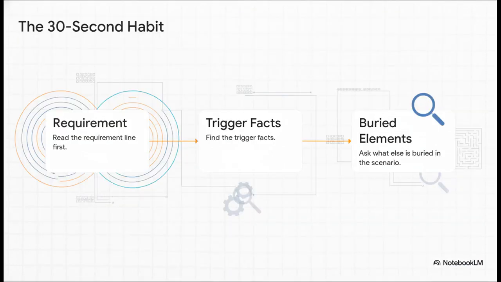To fix this, there's a specific habit you need to build. It literally takes about 30 seconds, and it completely prevents this error. It's made up of 3 distinct passes. Pass 1, read the requirement line. Pass 2, find the trigger facts. And Pass 3, ask what is buried.